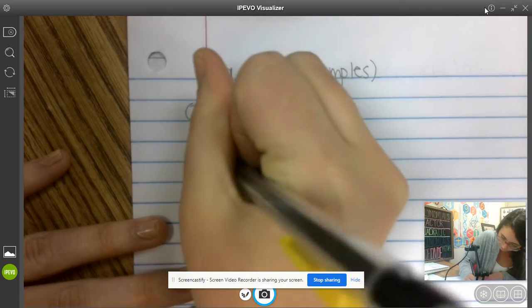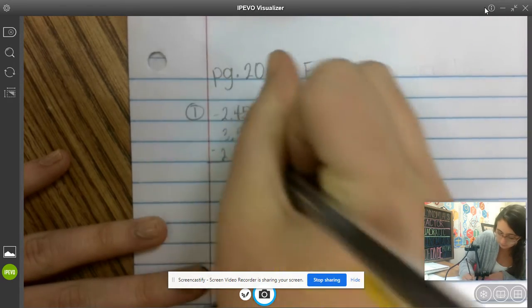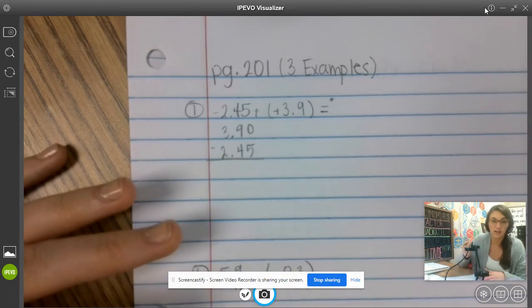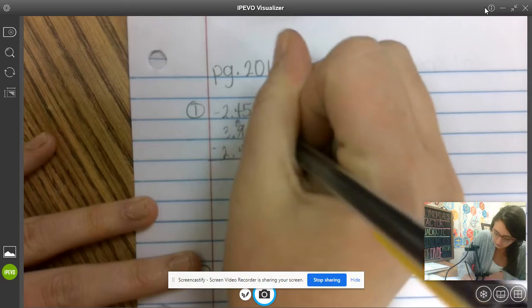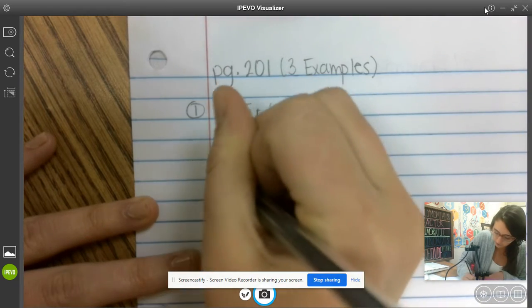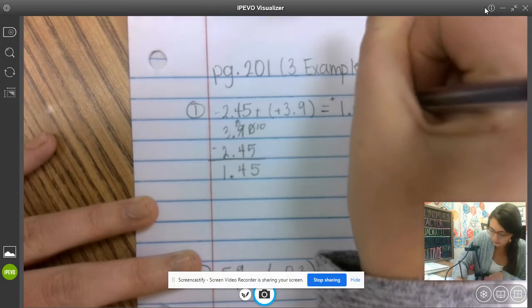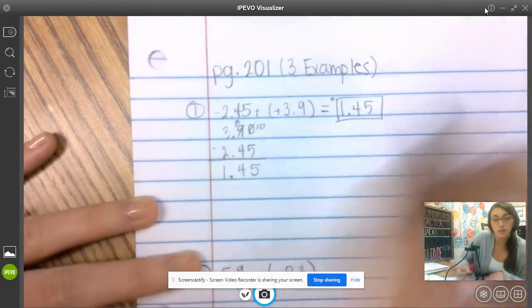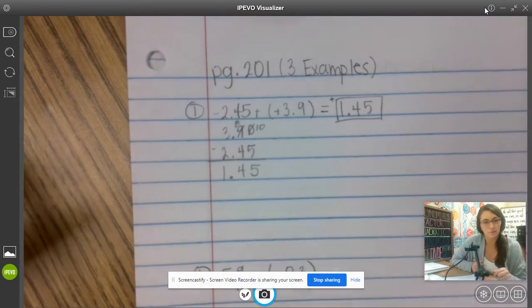Okay, so I've got 3.9. And you always want to put the one with the bigger absolute value on top if you're having to subtract. Okay, so I've got 8, 10, 5, 4. And my answer here would be 1.45. Just got to remember those rules and recall how to add and subtract decimals, right?